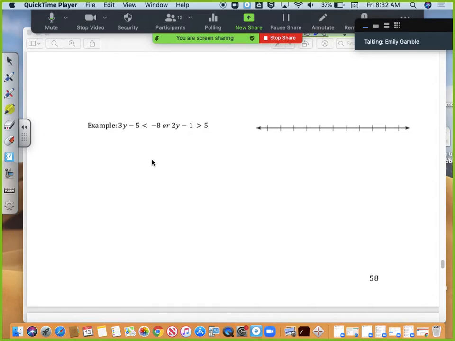So the first inequality we need to solve is this one right here. This one says 3y minus 5 is less than negative 8. The second one we'll write down later, and we'll just solve this one first. Now when we solve these, you usually will solve totally different inequalities because they don't share that same middle part. They're just two separate ones.